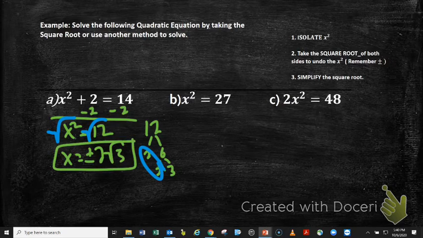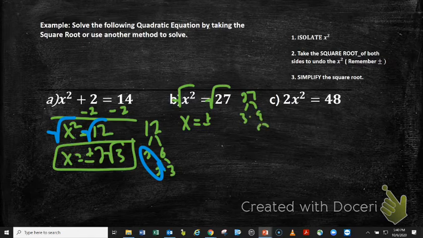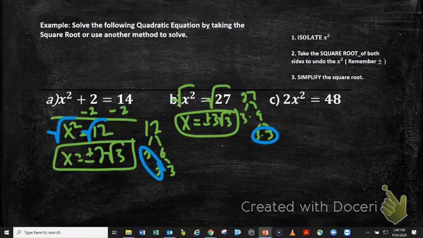Over here, the x squared is already by itself, so I'm going to take the square root of both sides. And that undoes the x squared, and I get x equals plus or minus. And then I'm going to do a prime factorization of this. 3 times 9. 9 is 3 times 3. Pull out pairs. What's left over is the 3 inside, so I'm going to pull out one of the 3s of the pairs and keep the other there, and that would simplify as 3 square roots of 3.